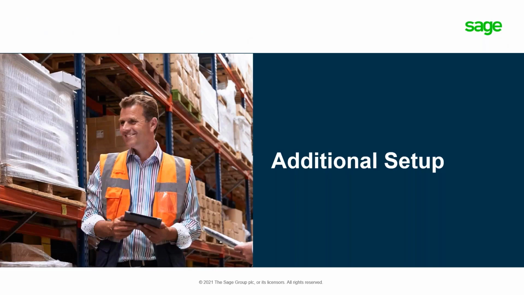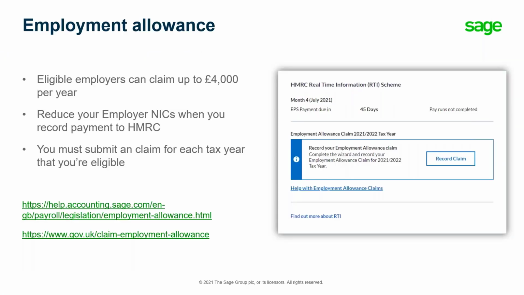So for additional setup, the first thing I'm going to cover is employment allowance. Many smaller businesses are eligible to claim employment allowance from the government, and it allows you to claim up to £4,000 per tax year by reducing your employer national insurance contributions when recording payments to HMRC. So if you're eligible, you are required to submit a claim for each tax year, and you usually do that at the start of the tax year.